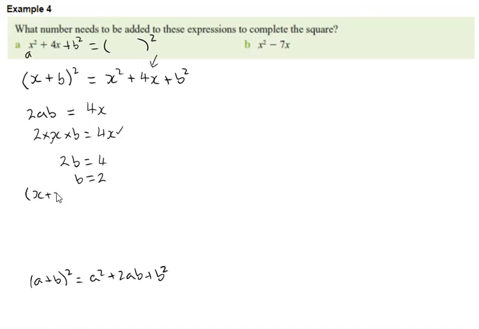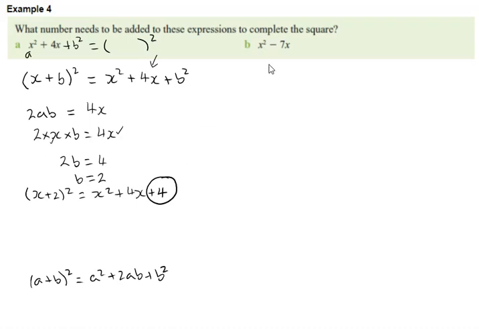So our expansion will now look like this. (x + 2) squared will equal x squared plus 4x plus our b squared, which is 2 squared, which is 4. So the question was, what number needs to be added to these expressions to complete the square? The answer is 4. We have to add 4 to that, and then we can factorize it. I'm not going to talk about factorizing, that's in another lesson. We're going back to our brackets, and we can write it as (x + 2) as a perfect square.